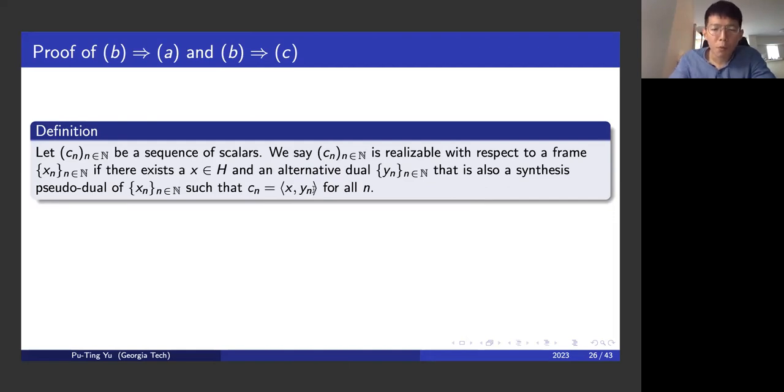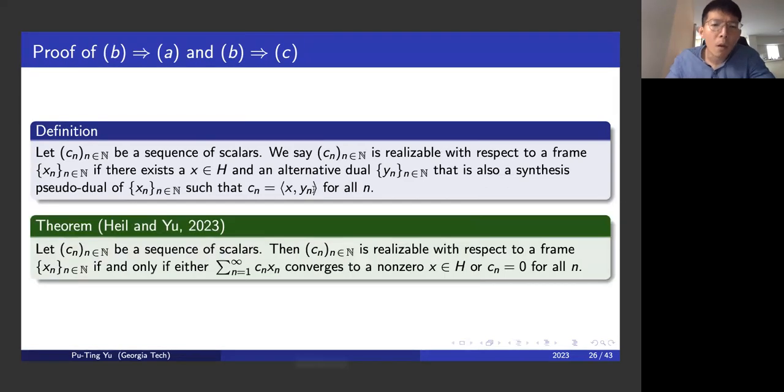And here's our main result. If Cn is a sequence of scalars, then Cn is realizable with respect to a frame Xn if and only if either the sum of Cn times Xn converges to a non-zero element in H or Cn are all zeros.